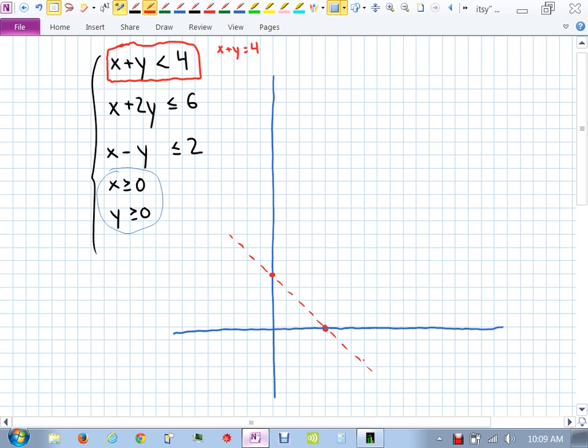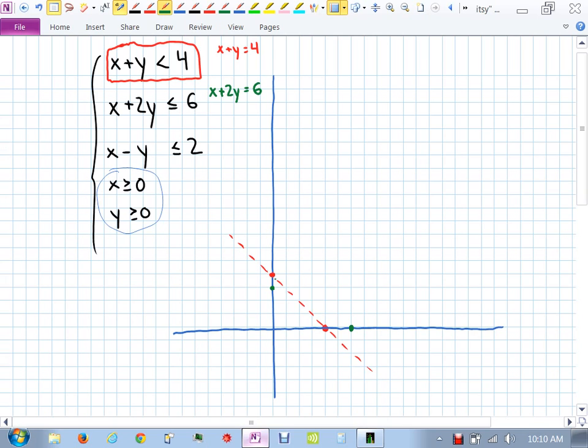All right, now let's do the next line. Is that all right? Anyone have a question on that? Next one, I turn into an equation, x plus 2y equals 6. What's the x-intercept? 6. 1, 2, 3, 4, 5, 6. Y-intercept? 3. Yes.